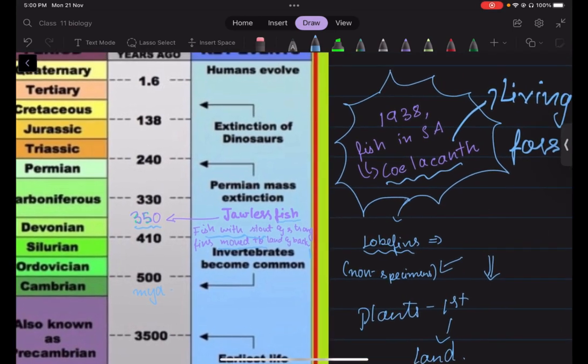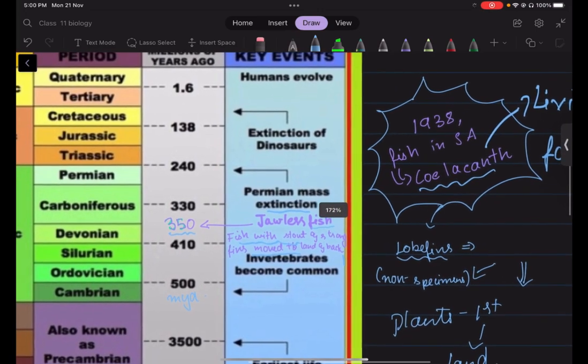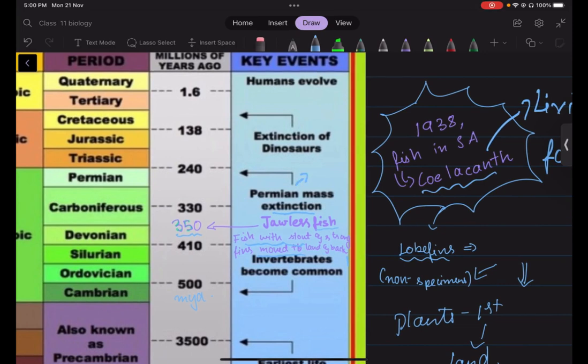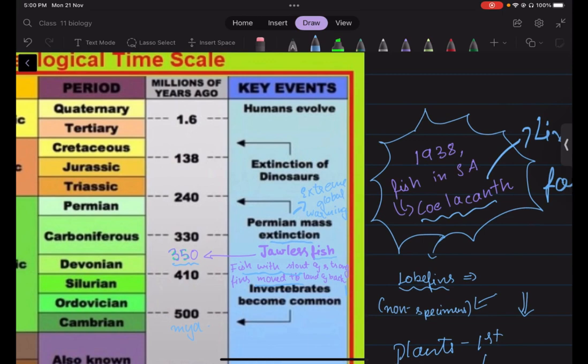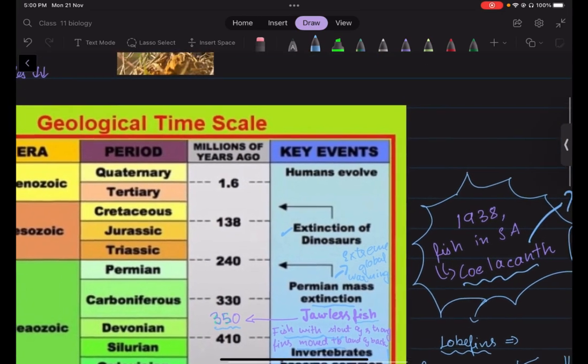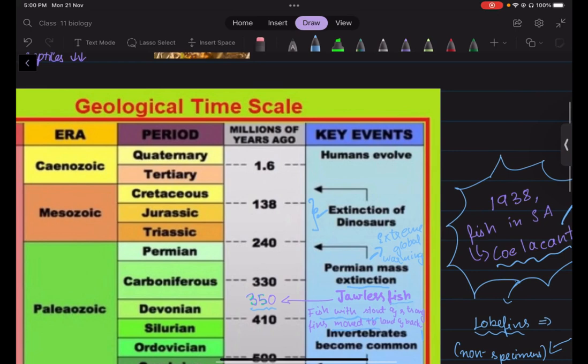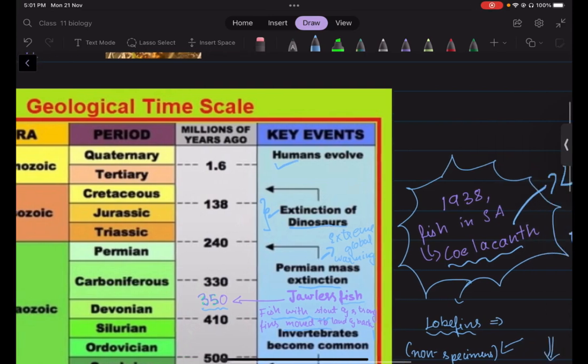And then we have the Permian mass extinction. Researchers do not know exactly why this extinction took place, but they basically believe it is because of the extreme global warming due to volcanic eruptions at those times. And then, yes, we definitely had the period where dinosaurs were quite dominant, and then later the dinosaurs became extinct, and then the mammals arose, and then finally humans came into the picture.